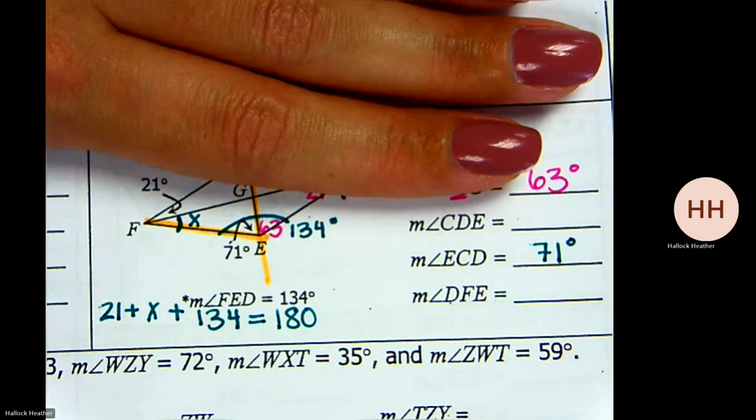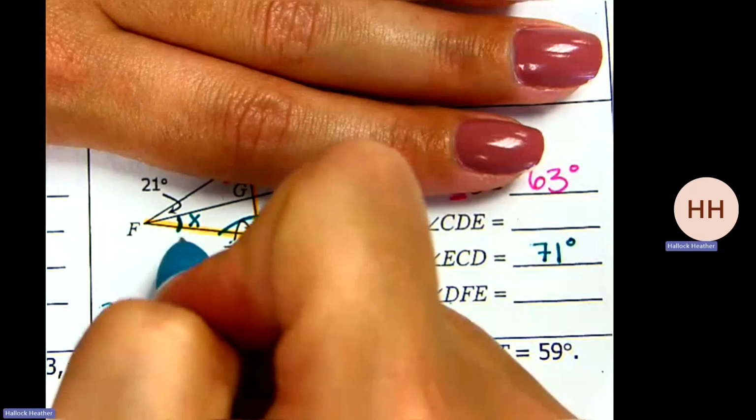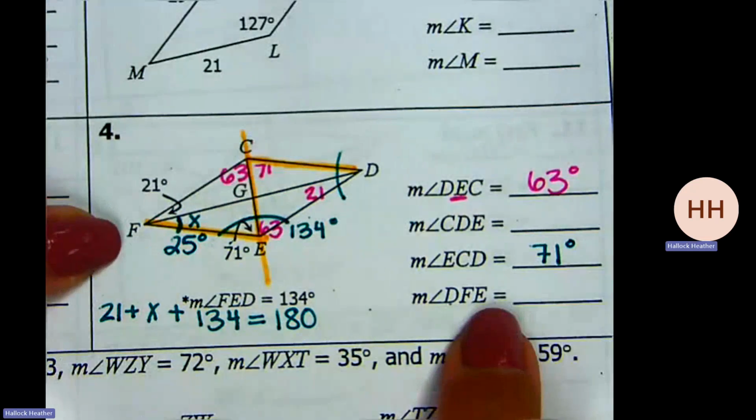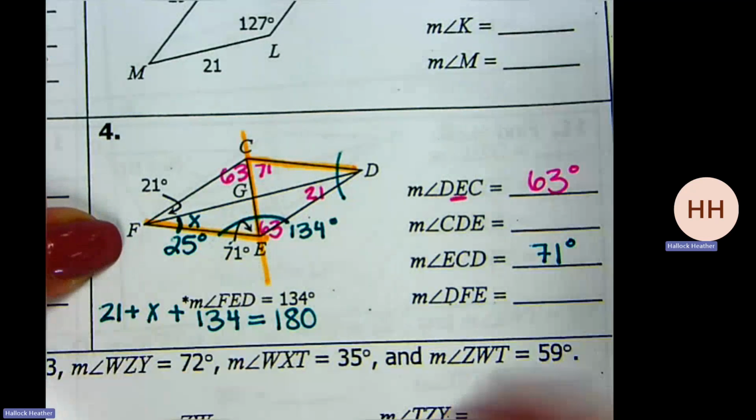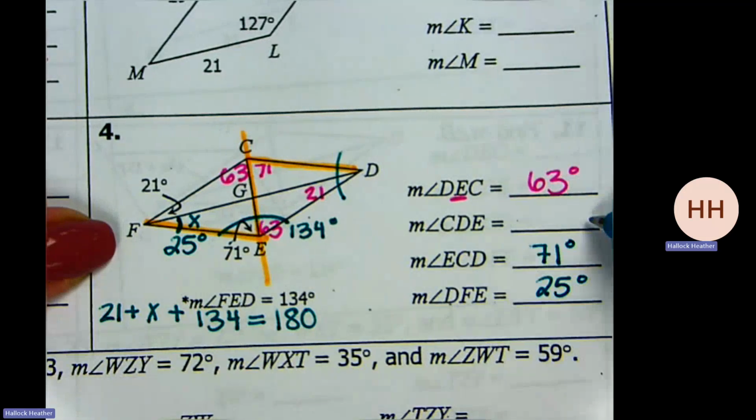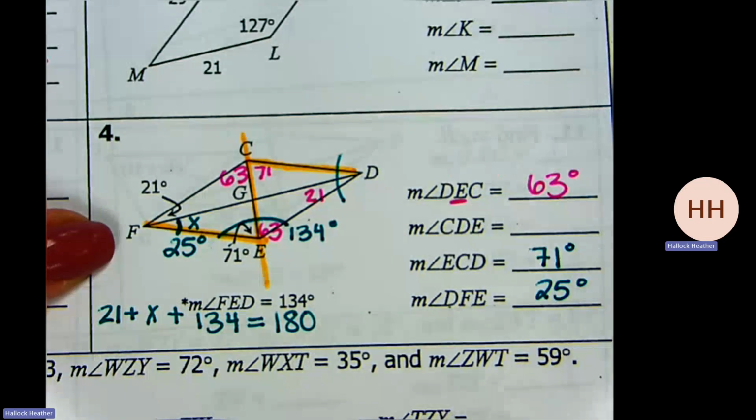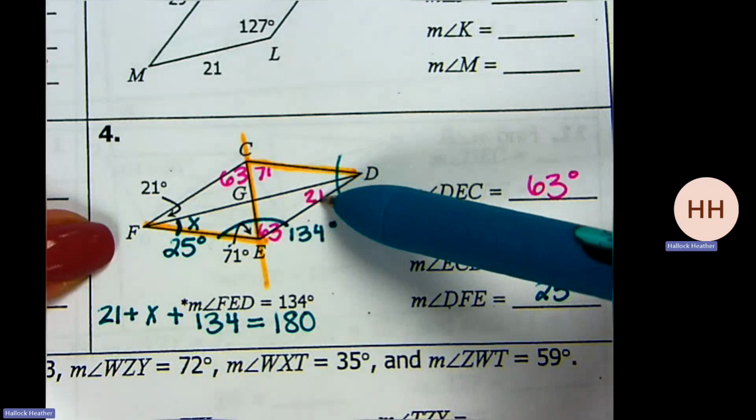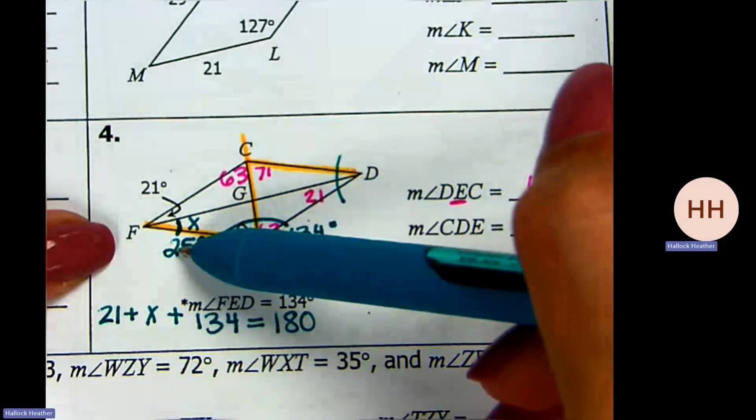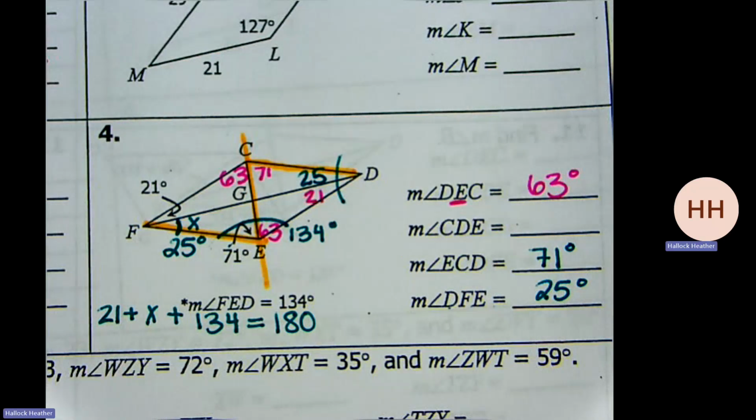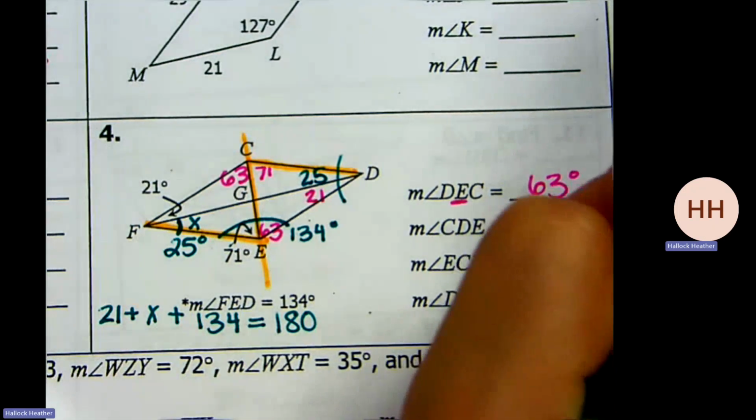So what do we get? 25. So this angle is 25 degrees, which is the last one that I asked for. DFE is this small angle, so I'll say 25 degrees here. And then we'll go back and fill in this little missing one, CDE. CDE is talking about this whole angle. I know that this was 21 because I crossed over the transversal. I know that this one's 25, so I'm going to put 25 here now. What would be that whole angle? 46 degrees.